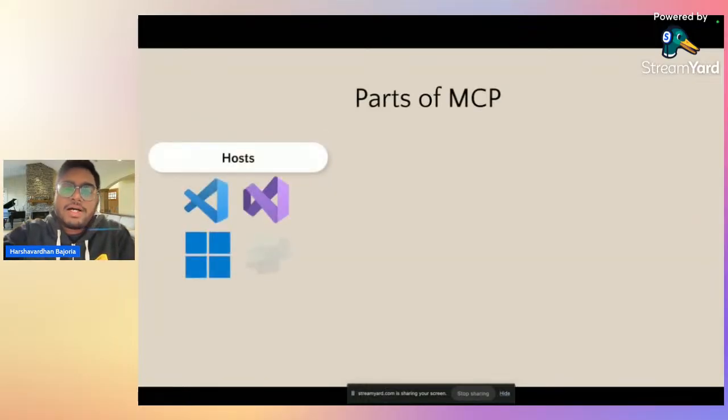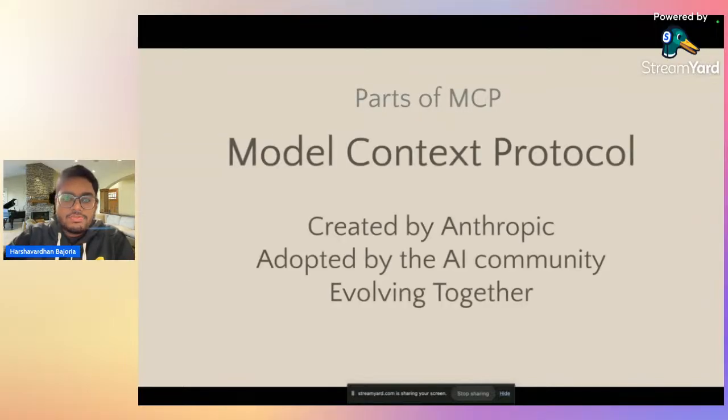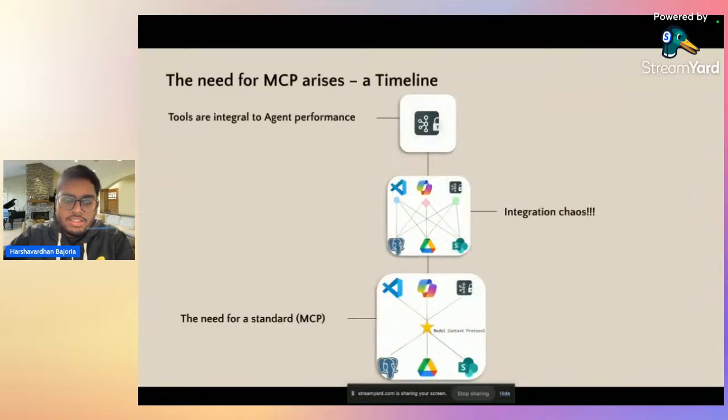Now there are different parts of the MCP. The first one is the host. What is the host? It's the place which interacts with your MCP server. So if I just go back, it's like the VS Code or the Copilot or the agentic server that would use the particular MCP. It's the person or the thing that you would be using to consume that particular LLM.